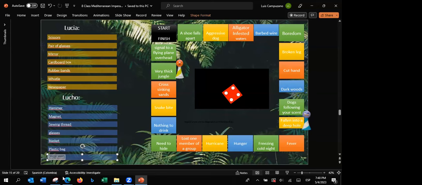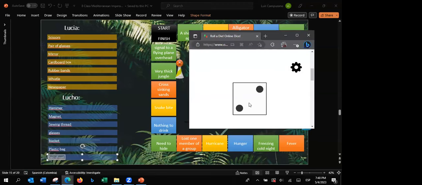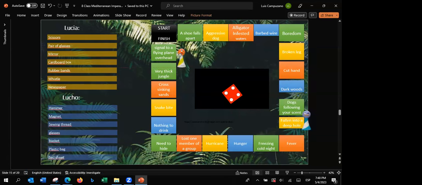There you go. All right, let's go to your turn. I think you're going to beat me here. Oh, 1, you're so close. Okay. What would you use, Lucy, to signal a flying plane overhead? So imagine you are on the island and you look up in the sky and you see a plane. What can you use to signal them?